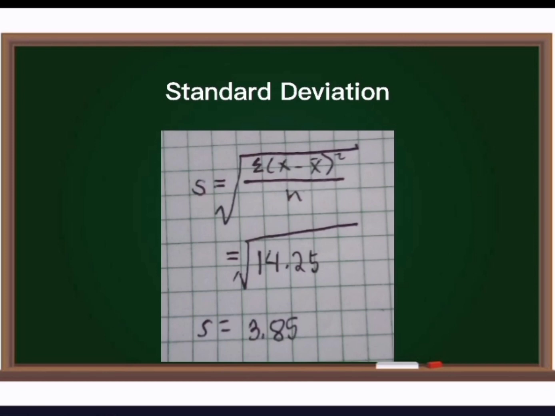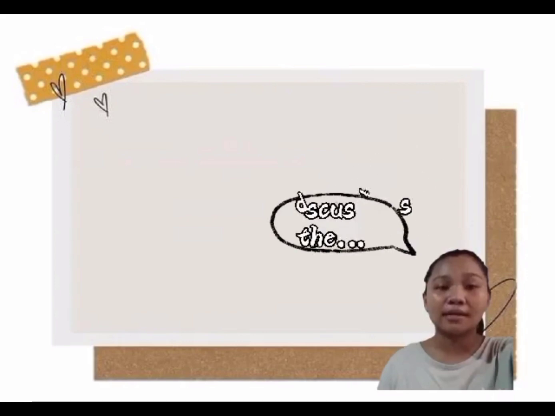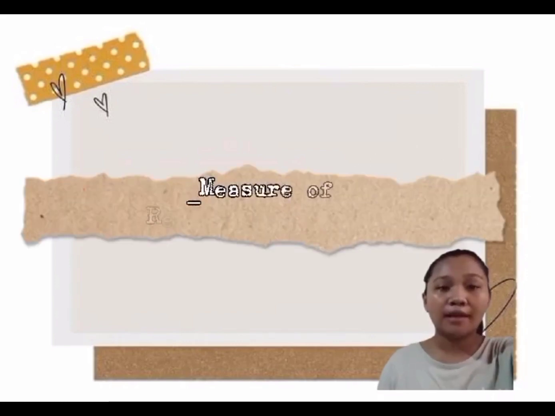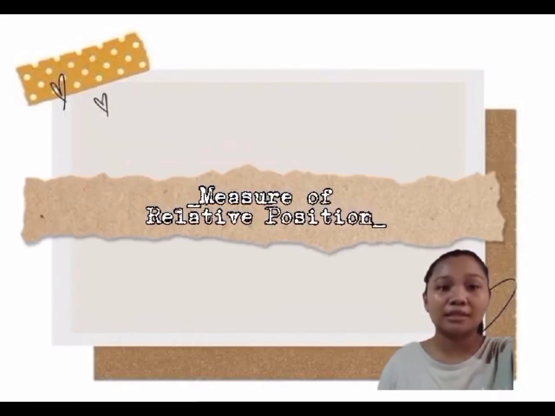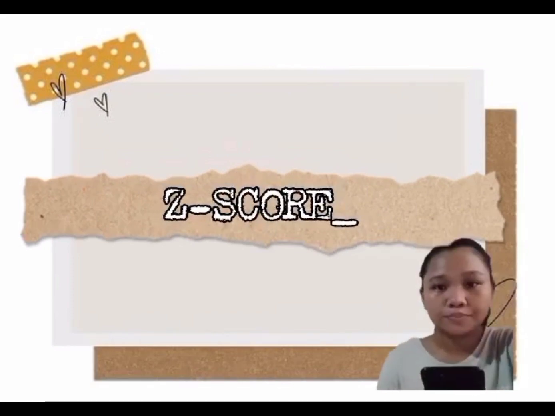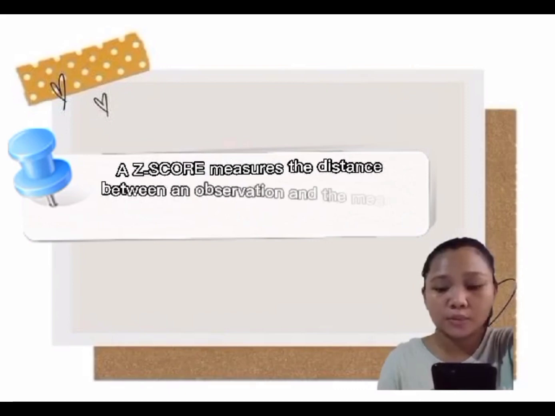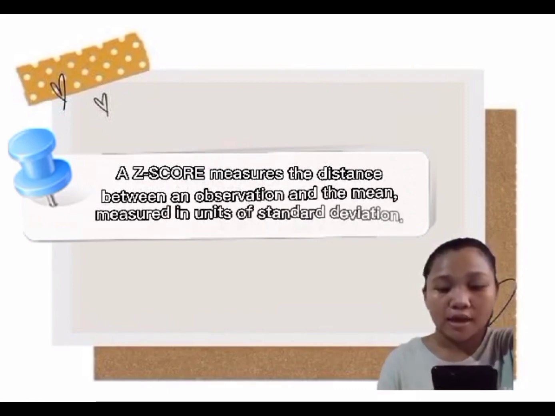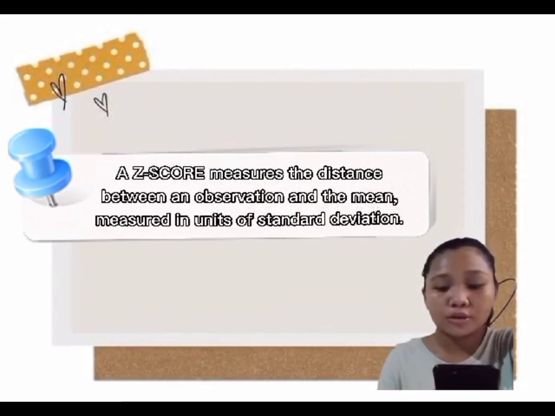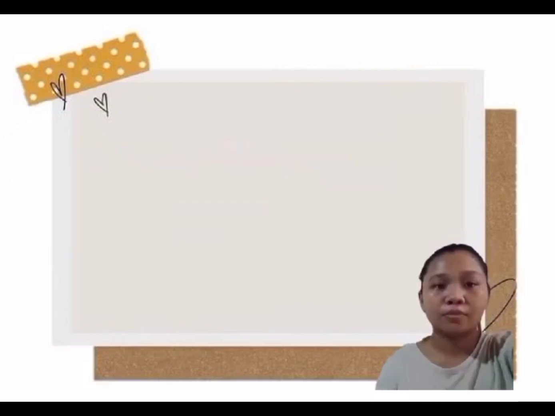which results in 3.85. Good day everyone. So in this video lesson, we are going to discuss the measure of relative position, especially z-score. A z-score measures the distance between an observation and the mean, measured in units of standard deviation.